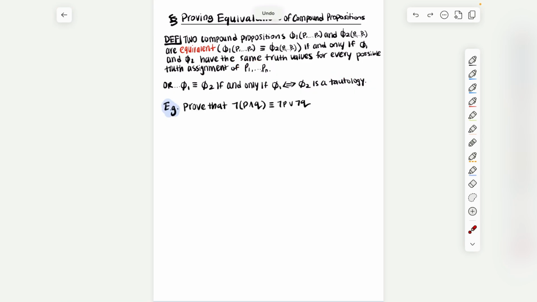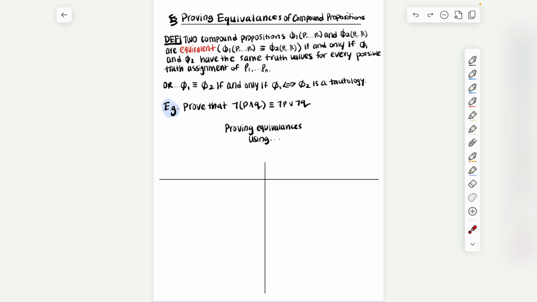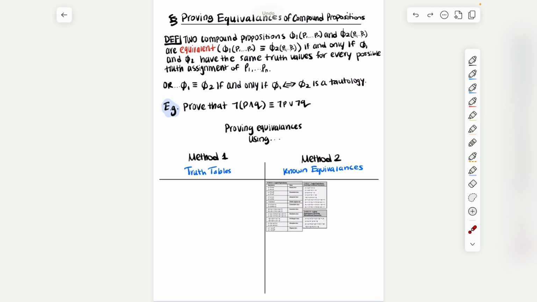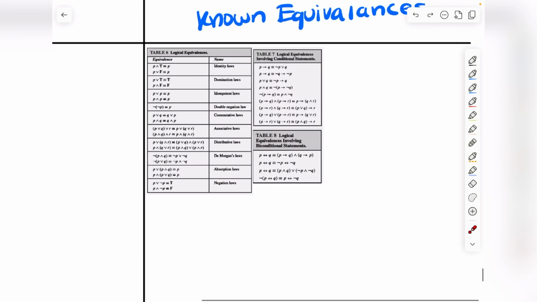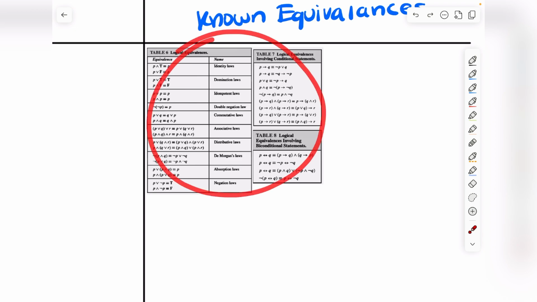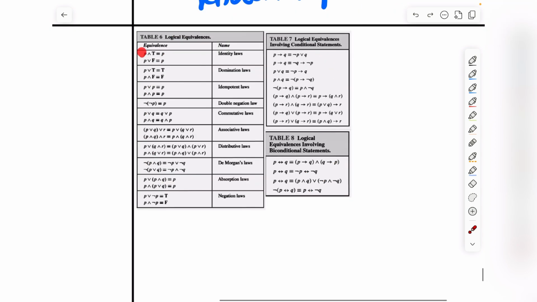Let's try an example. Prove that not (p and q) is equivalent to not p or not q. So we can do this two ways. We can prove equivalences using either method 1, which is truth tables, or method 2, known equivalences. What do I mean by known equivalences? Well, there's a cheat sheet that Garcia gives you. I don't know about any other professor in Discrete 1, but Garcia gives you exactly this on the exam. These are your known equivalences. These are just equivalences that other people have already figured out, and you're just going to use these known equivalences to prove that one compound proposition is equivalent to another. So we'll see how we do that.